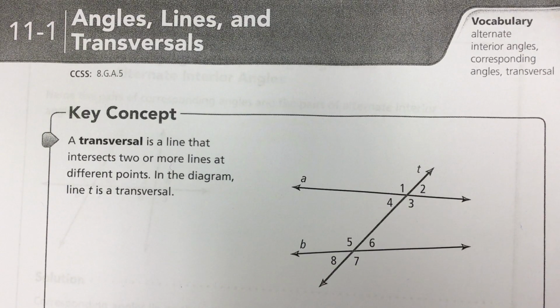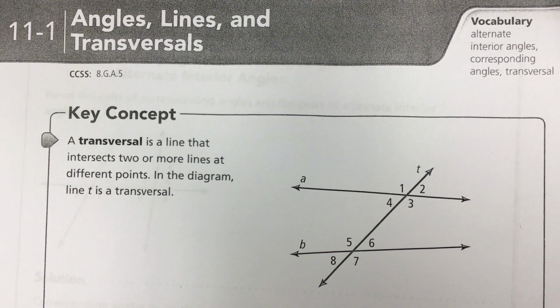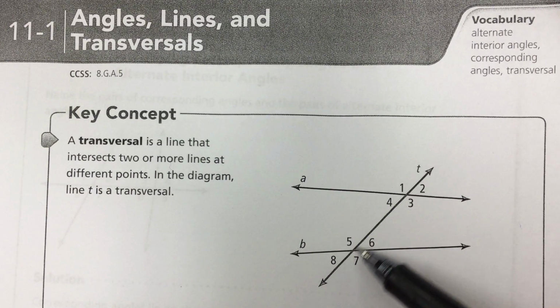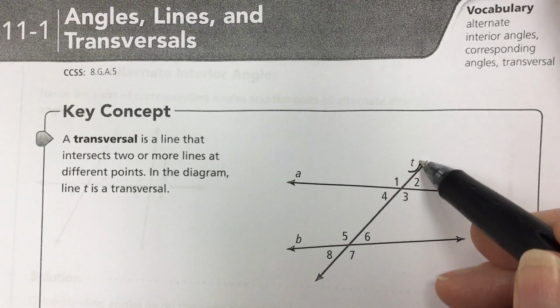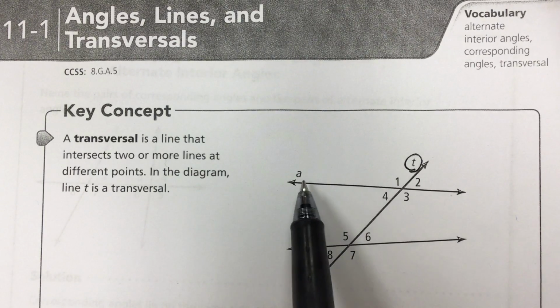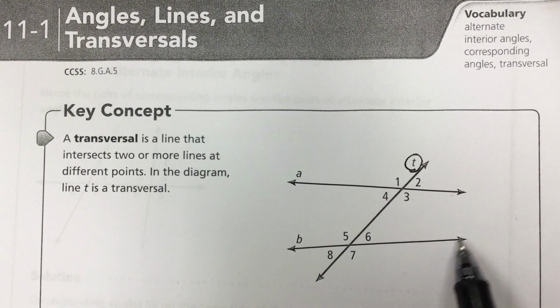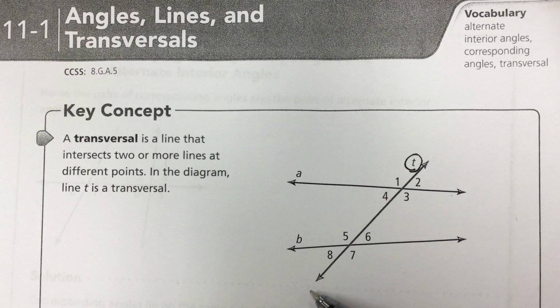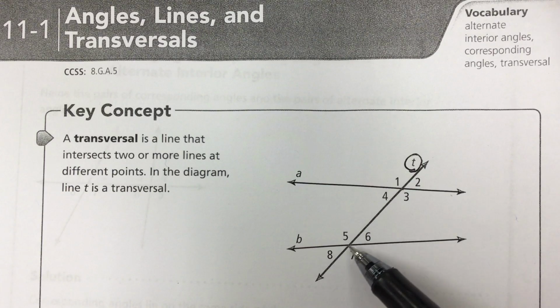Section 11-1, Angles, Lines, and Transversals. A transversal is a line that intersects two or more lines at different points. In the diagram, line T is the transversal. This line is line T. See, we have line T. This is line A, and this is line B. Line T is a transversal because it intersects two or more lines at two different points.